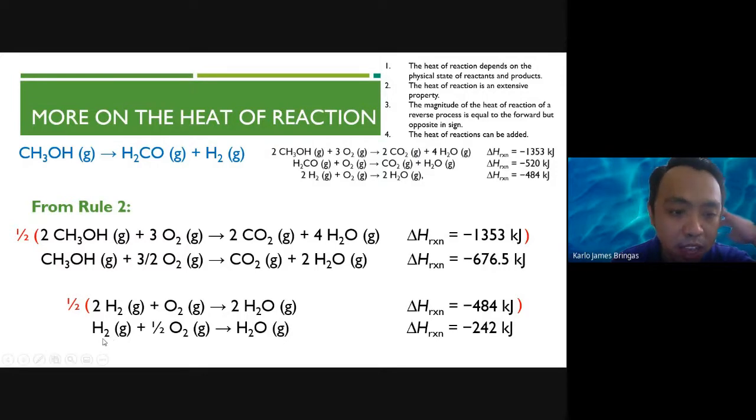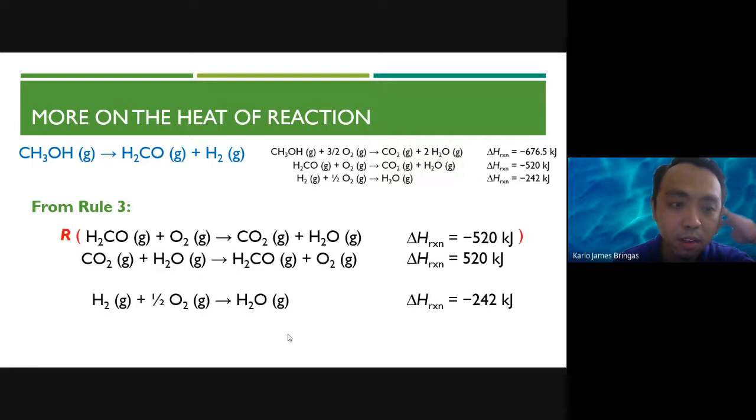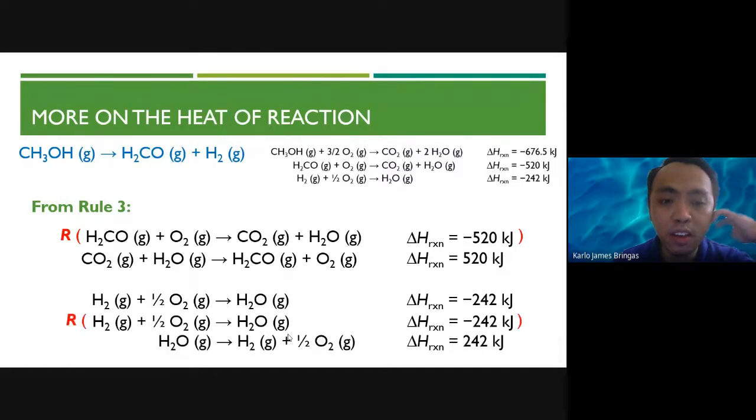Pag ni-reverse natin ito siya, this is what we're gonna get. So copy lang natin yung ating thermochemical equation from earlier. Getting the reverse gives us this new value of delta HRXN, which is, as what you've stated sa chat box, it's equal to 242 kilojoules. So at this point, we're actually now ready to use Hess's law. We've already arranged all of the substances na nasa target equation in their correct positions.